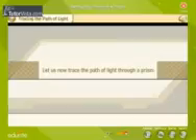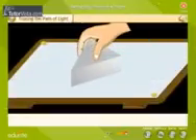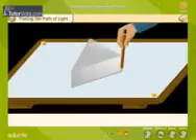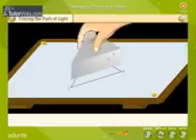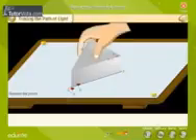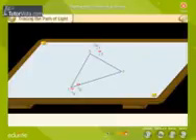Let us now trace the path of light through a prism. Place a prism on a white sheet of paper with a triangular face on the sheet and trace its boundary A, B, C. Fix 2 pins, T and S, on one side. Place the prism on the boundary A, B, C. Looking through the other side, fix 2 more pins, Q and R, in such a way that all the 4 pins appear to be in the same line. Remove the pins and mark their positions.